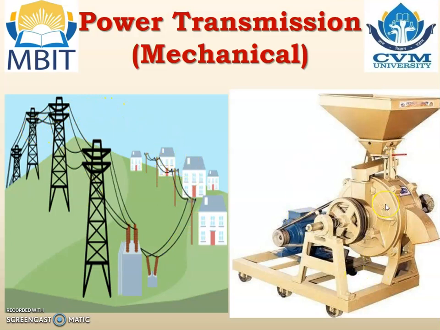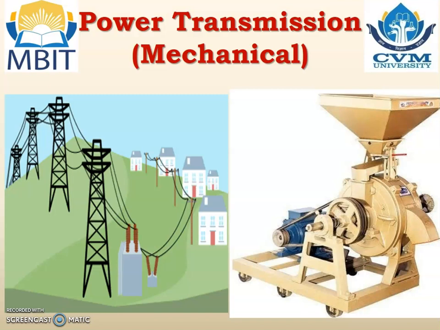On the right hand side you can see the tiny flour mill, or you can say the domestic flour mill, in which the grains can be ground. Here you can see it is connected with the motor, and motor is connected through belt. So here power is transmitted from motor to the flour mill, and that is the example of power transmission, but mechanical. In today's chapter, we are going to study about mechanical type power transmission.